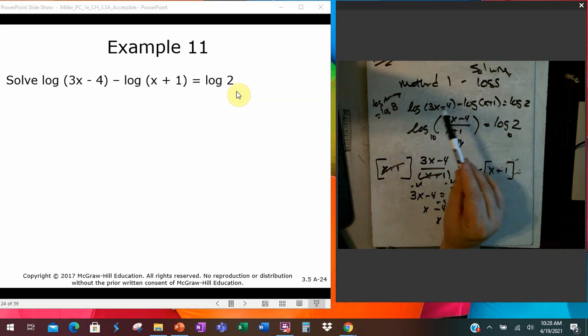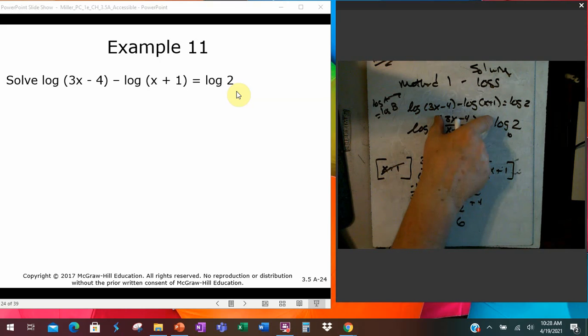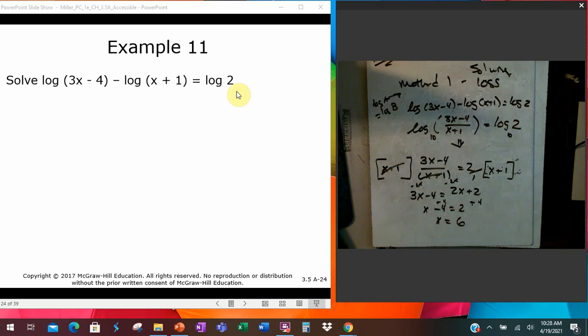So I'm just rechecking this. 3 times 6 is 18 minus 4 is 14. That's okay. The log of 6 plus 1 is 7. That's okay. The original, it's not like taking the log of a negative number. That means I can do this. That means that should be okay.